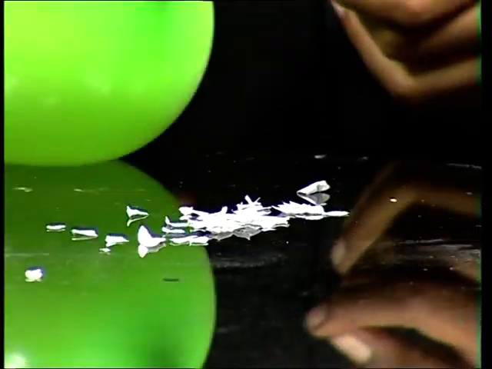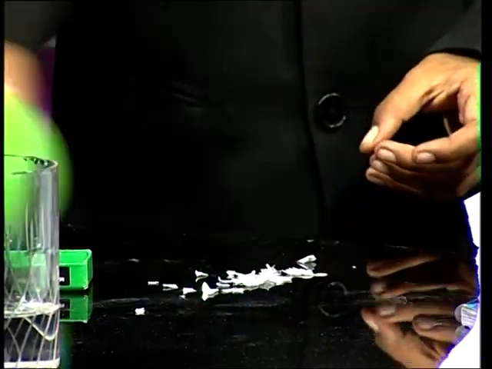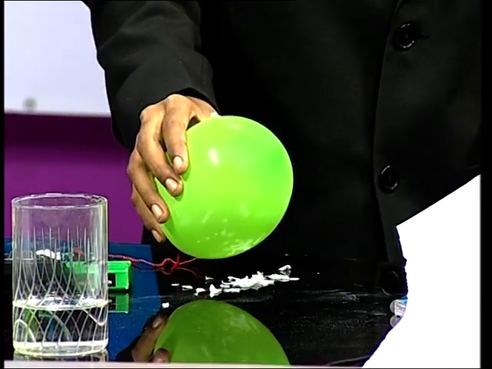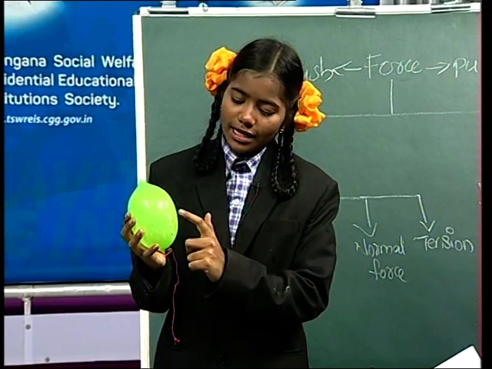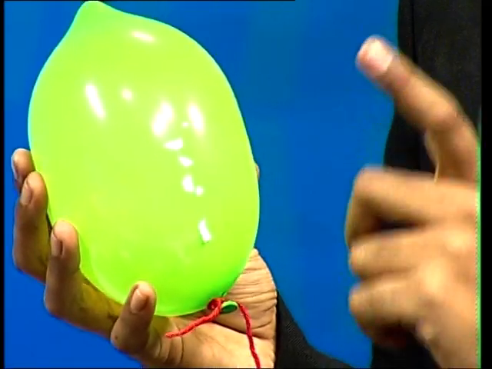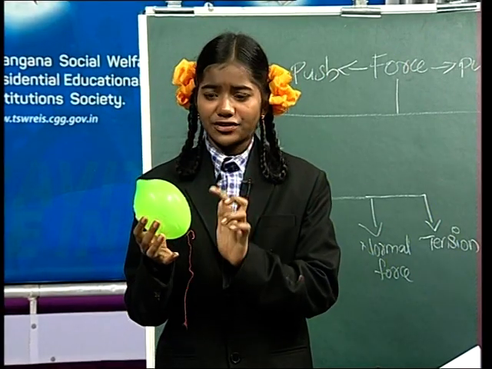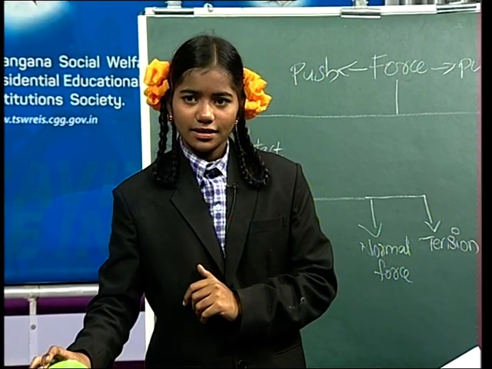Friends, now rub the balloon on the table and bring the balloon near the pieces of paper. Friends, you can observe here the pieces of paper are pulled towards the balloon. Friends, why does the balloon attract the pieces of paper?